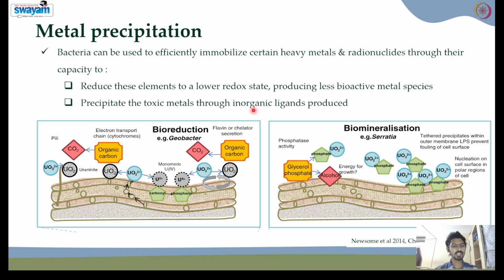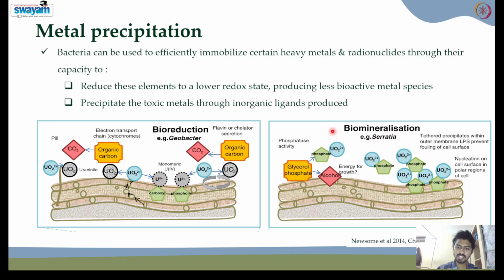So in metal precipitation, there are two strategies. One is bioreduction, where you can reduce these elements to a lower redox state. That is, the UO2 2+ is converting into 1+. Uranium is converting into uranate. Or you can convert UO2 to U4+. So here what scientists will be trying to do is change their oxidation state to the lower oxidation state, which produces less bioactive metal species.